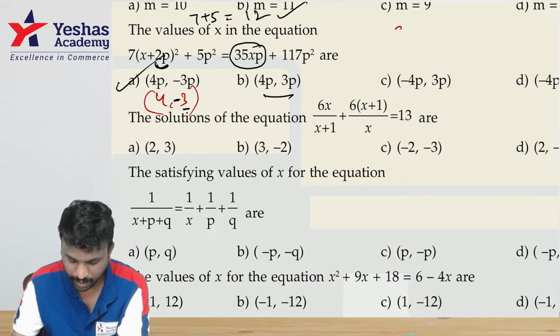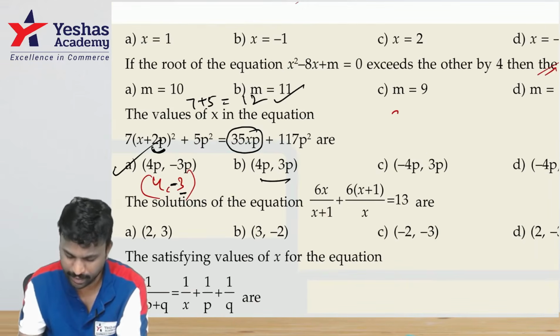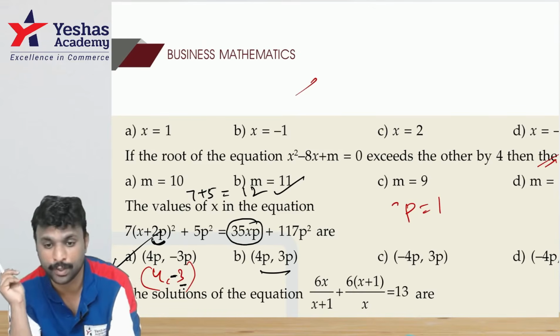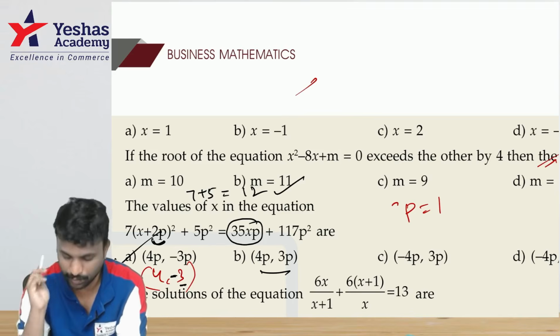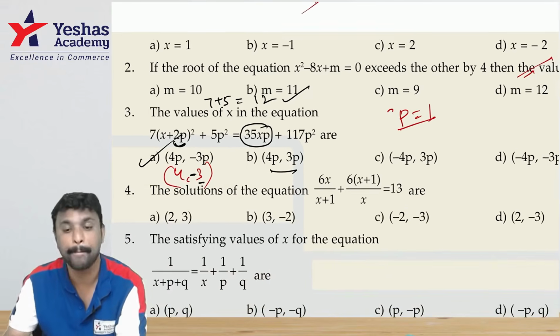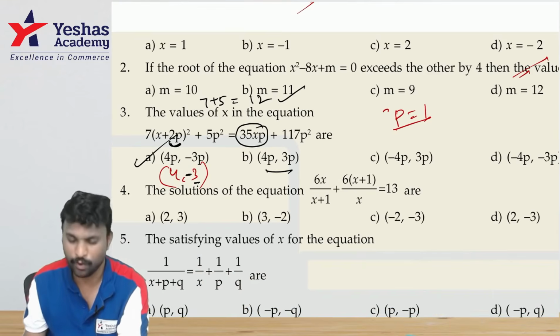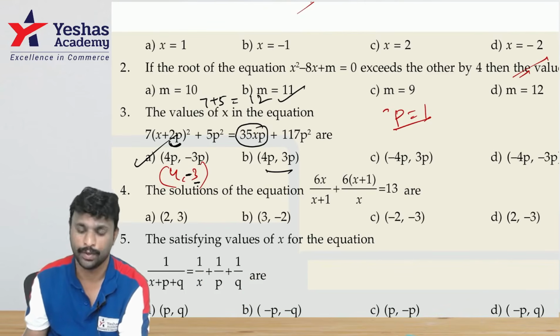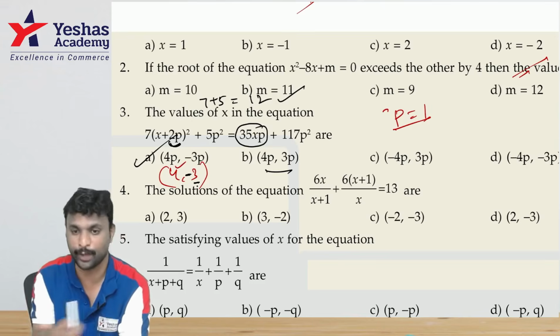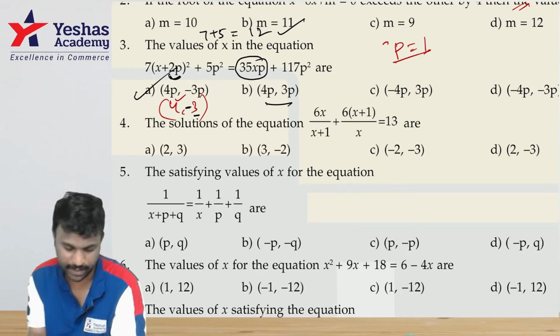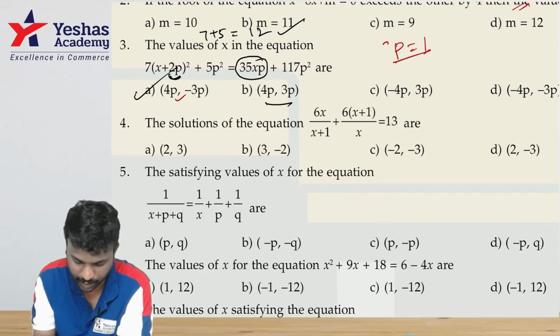A. Guys, we reduce the options by plugging in the values for P. Sorry, there's no Q in it. There's only P value. P is equal to 1. So we reduce the options by plugging in P value as 1. So 4 comma minus 3 is the first option. So plug in 4 first in the equation. Equation gets satisfied. Plug in minus 3. Even minus 3 also satisfies. Guys, moving on to the next question.